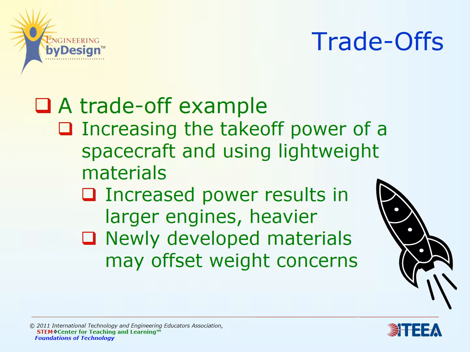A trade-off example: increasing the takeoff power of a spacecraft and using lightweight materials. The increased power results in larger engines, but they're heavier. Newly developed materials may offset weight concerns. We may be looking at something like titanium.